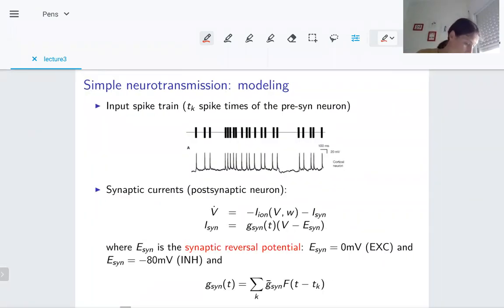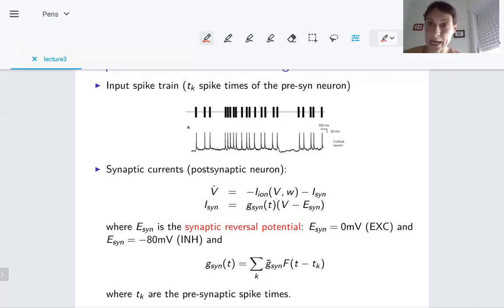How do we model this? Well, we saw in the previous lectures that the equation for the voltage is typically modeled as a differential equation that involves certain currents, the ionic currents responsible for generating the action potential. So when we connect neurons, for the postsynaptic neuron we are going to add a current that we call the synaptic current. This current is going to be 0 when the presynaptic neuron is not spiking, and it will take some non-zero value whenever the presynaptic neuron is spiking.